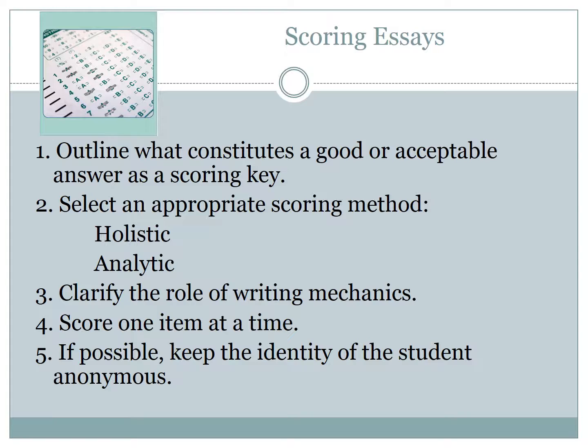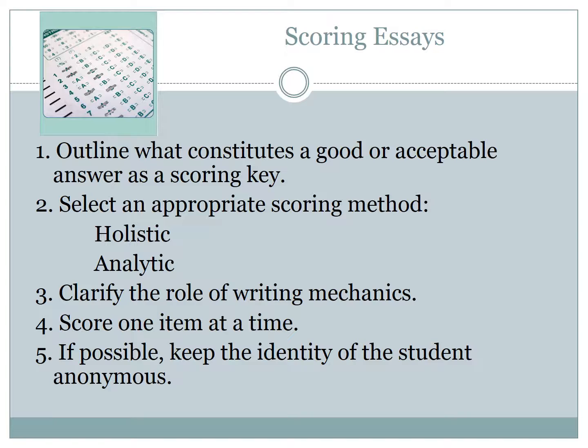Once you have your rubric designed and you're ready to score, we're going to talk a little bit more about how to do that. When you actually start scoring, it's recommended to score one item at a time and keep the identity of the student anonymous. A good way to do this is just to have students put their names on the back of the paper, and then you don't see them.